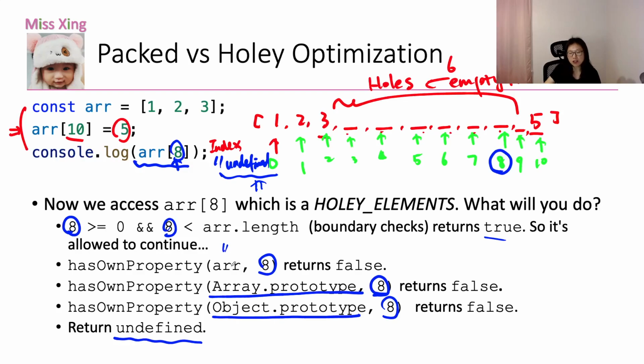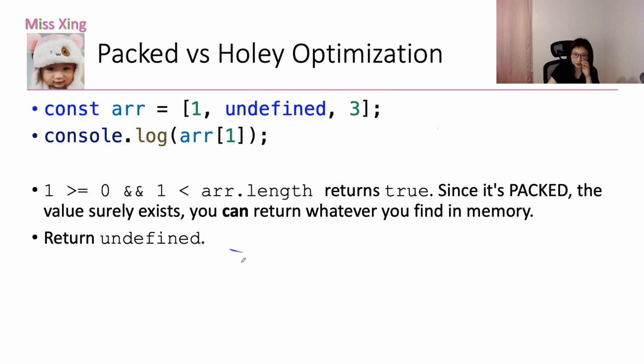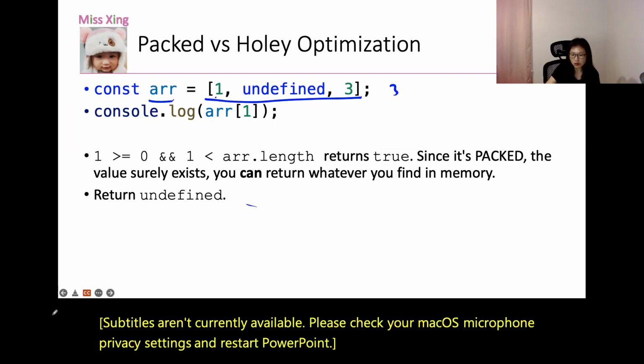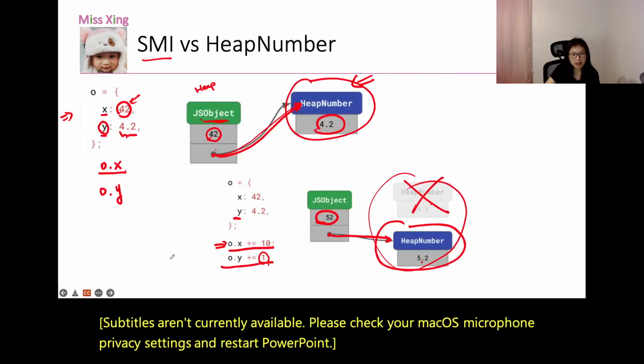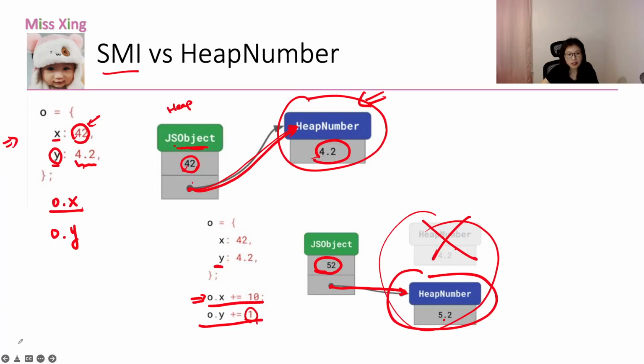But if it's not a holey element, like this way. I have an array, and I have the array length is 3, and I have one undefined. No, sorry. What am I doing? I did the typo. Let me just do it this way. Wait a minute for a second. Sorry for that.